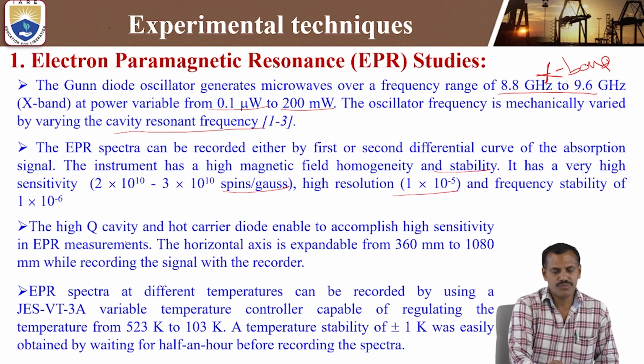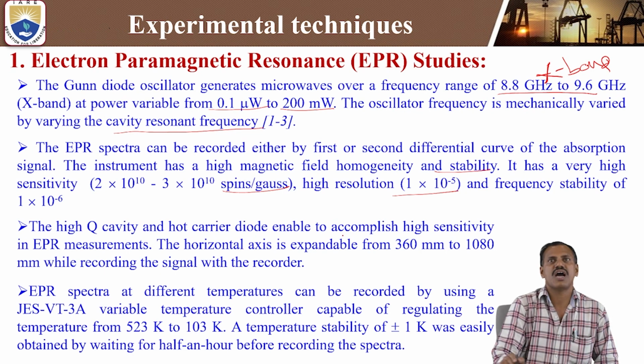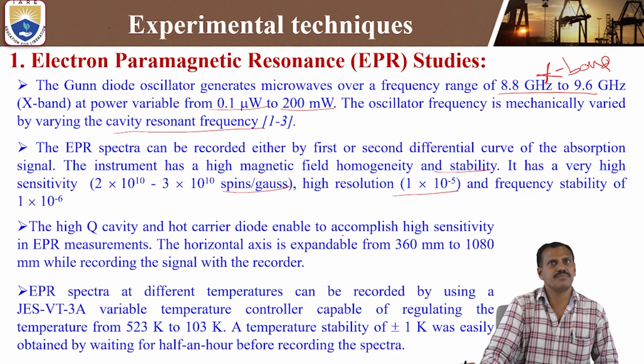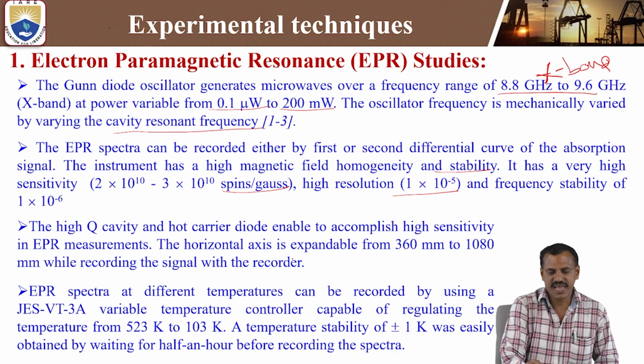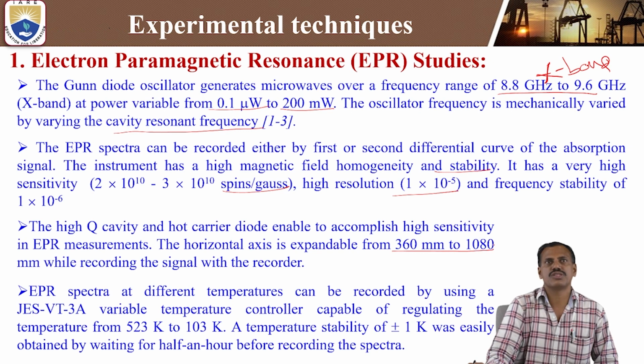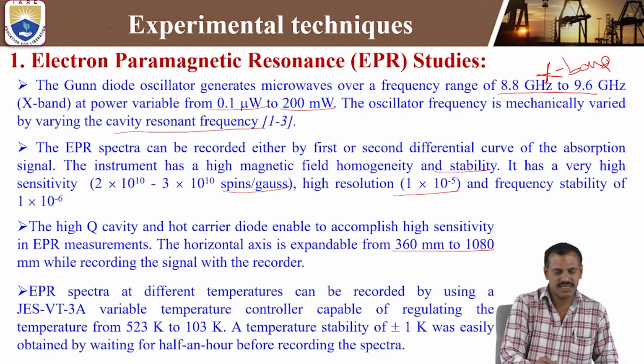The high-Q cavity and hot carrier diode enable high sensitivity in EPR measurements. The horizontal axis is expandable from 360 millimeter to 1080 millimeter while recording the EPR signal with the recorder.